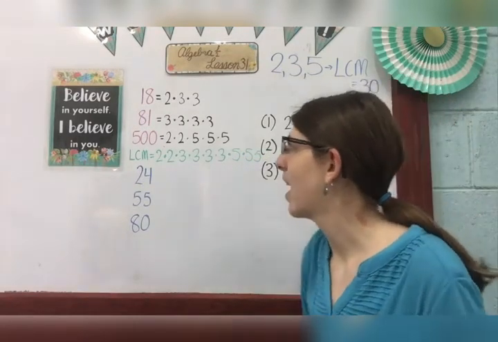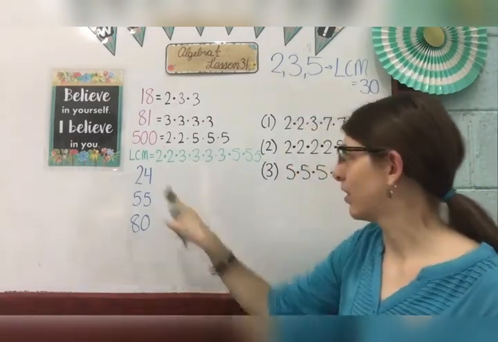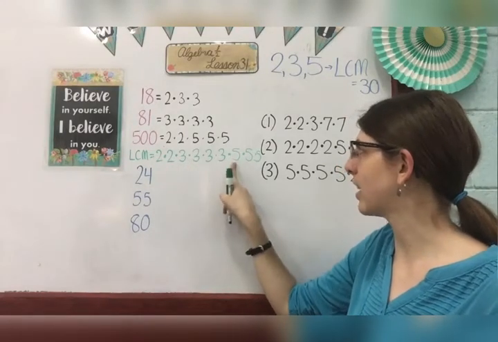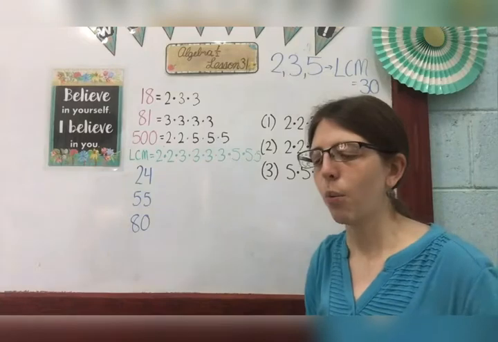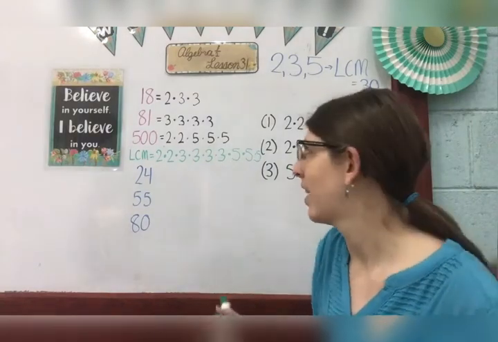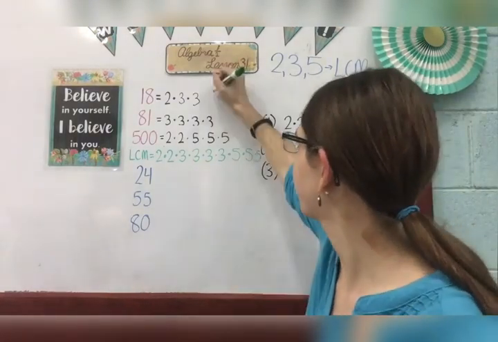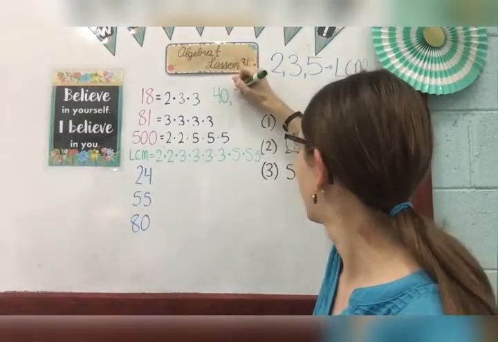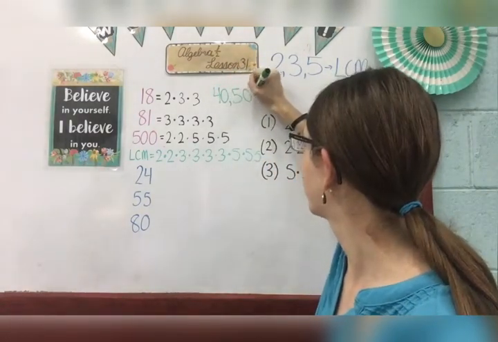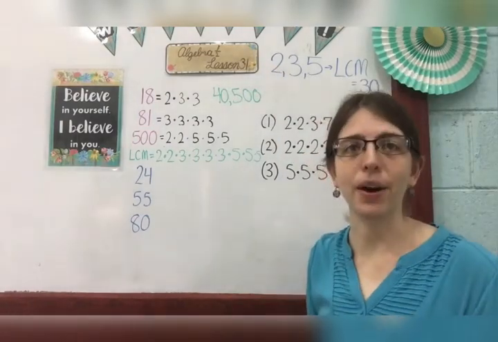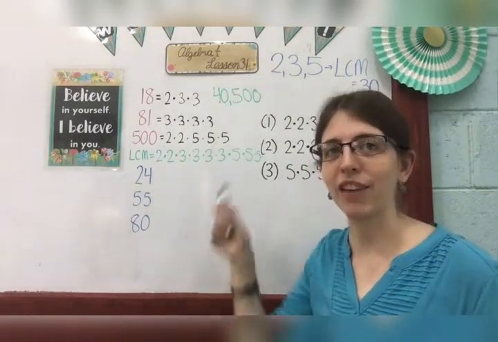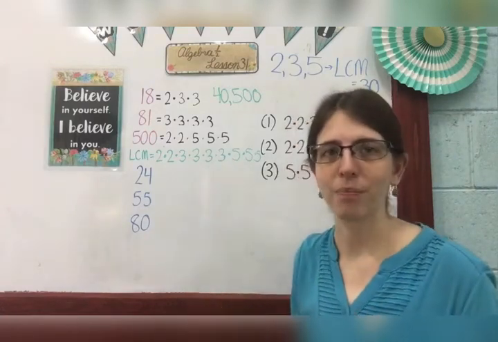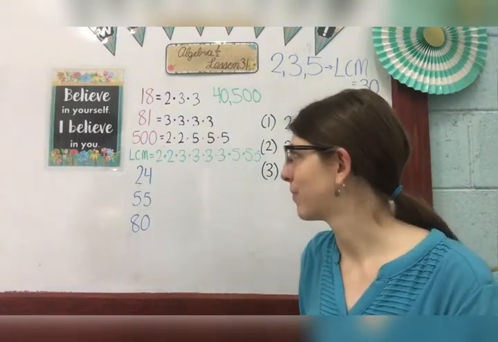Now I need to multiply. 2 times 2 is 4, times 3 is 12, times 3, times 3, times 3, times 5, times 5, times 5. When I multiply that all out, I end up with 40,500. That's a pretty big number. It would have been hard to come up with that if I didn't have some sort of mathematical rule that I follow.